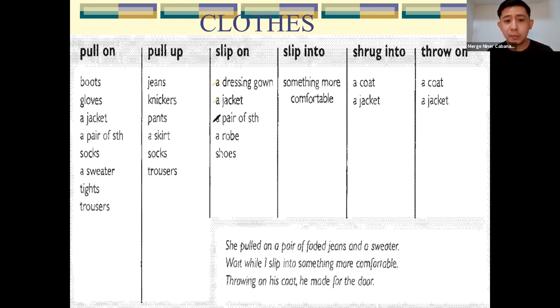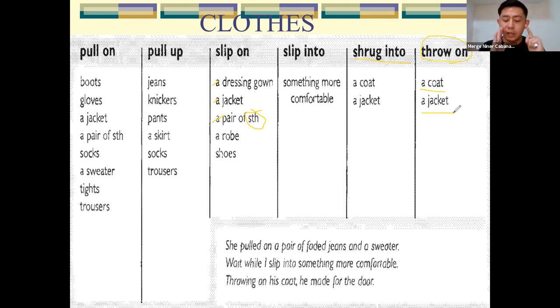Jacket, pair of something. When we say pair of something, pair of knickers, pair of pants, pair of glasses, anything that goes with a pair. Shrug into. Shrug is like this. Shrug into a coat, shrug into a jacket. Take a look at this. Throw on. It doesn't mean you will throw away. You're not going to throw a coat or a jacket. You're going to put it on.